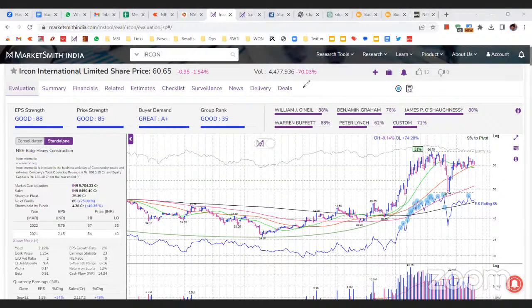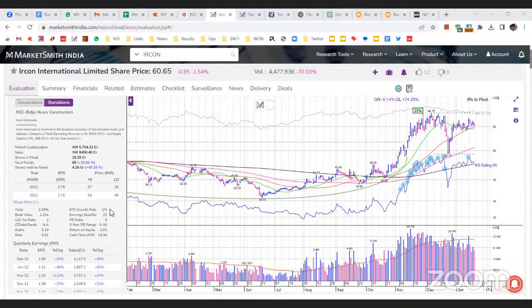The EPS rating is at 88, indicating a strong earnings profile for the company. You can see both sales and EPS have been growing in higher double digits, around 30 to 40% on the sales front, and EPS is also growing at 30, 40, even 100% on a year-on-year basis. A very strong case for a growth company.